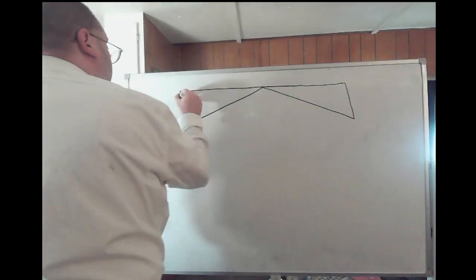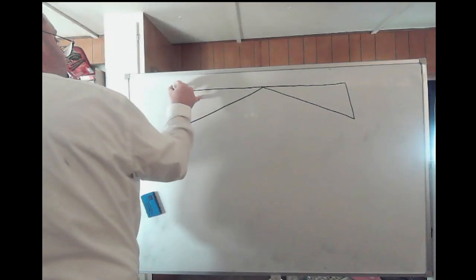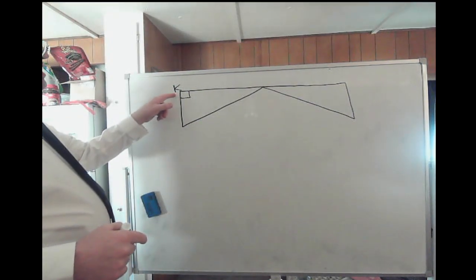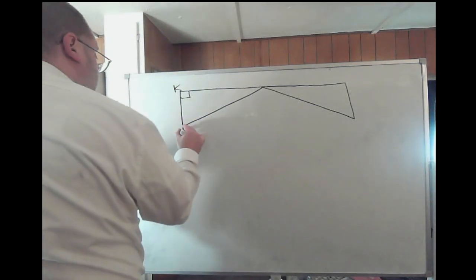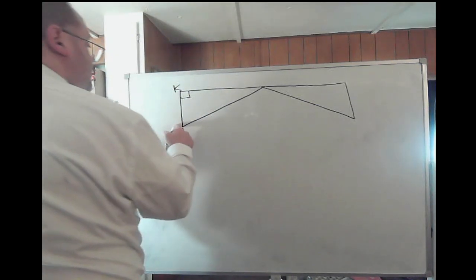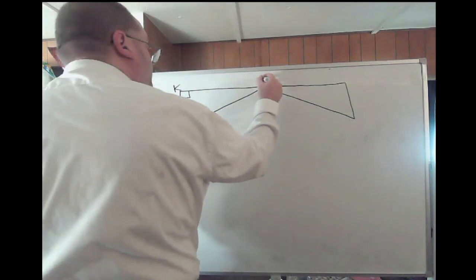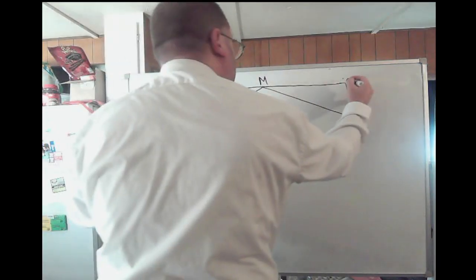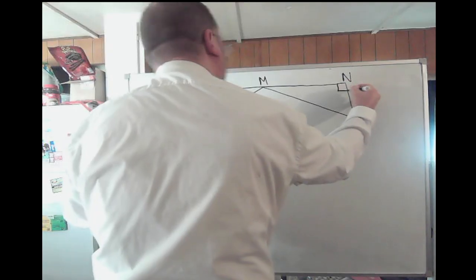So we got 2 triangles that look like this. Let's see here. We have a right angle here. This is vertex K. The endpoints, the points where you see the letters, those are called the vertices. Where you see the corners, that's called the vertex. Another right angle at N.